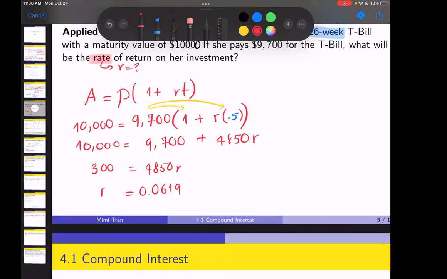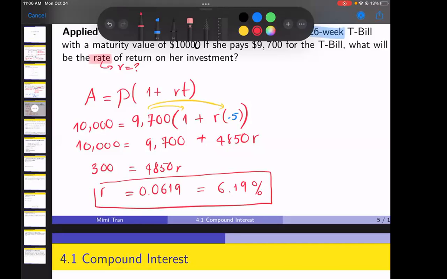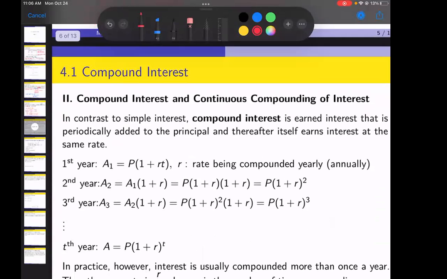And then you want to convert it into a percentage. It's going to be 6.19%. Just multiply by 100. On the exam, if I ask you for the rate, you're supposed to round it back to a percentage. Right, next time your birthday, say, Papa, I want a $10,000 bill. Especially when grandparents or parents buy that for you, they should tell you.